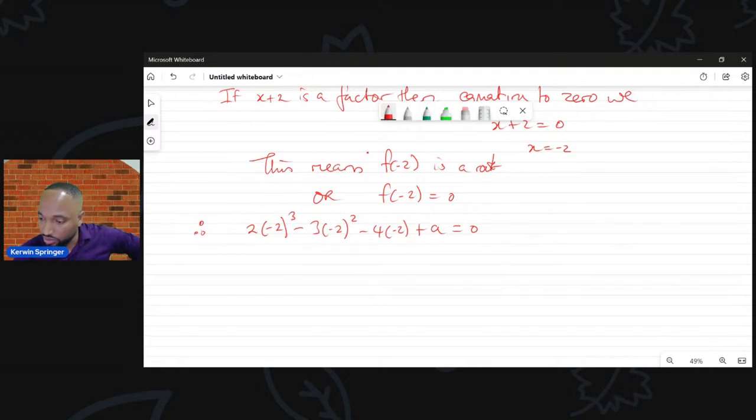We will get negative 8 by 2 is negative 16. Negative 3 by 4 is negative 12. Negative 4 by negative 2 is plus 8. Plus a is equal to 0. Bring across everything and simplify. That 8 will kill off our 8. So 8 and negative 20, negative 20 will come across and be 20. So a is equal to 20. How much of you understand that?